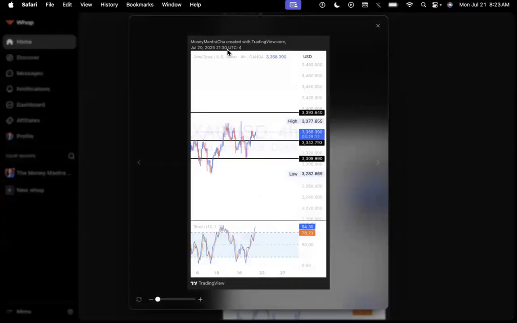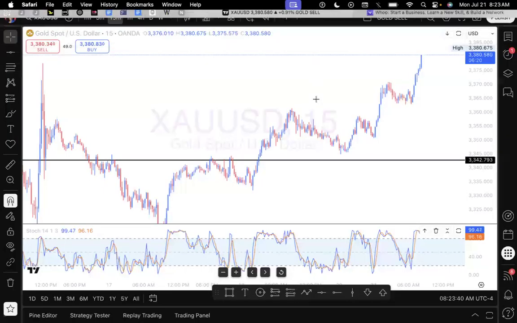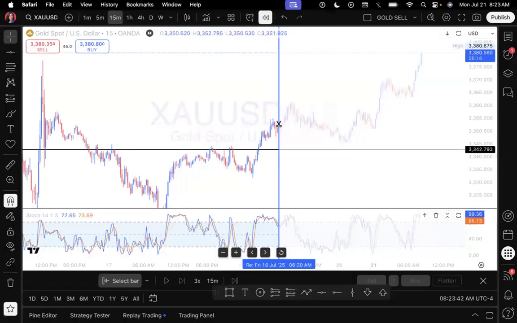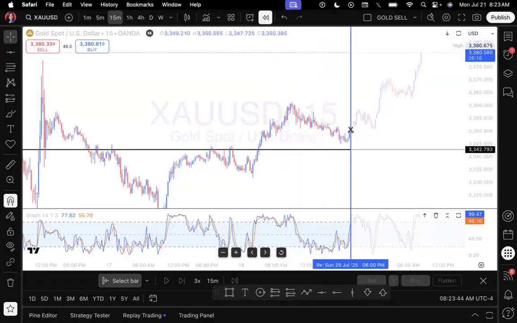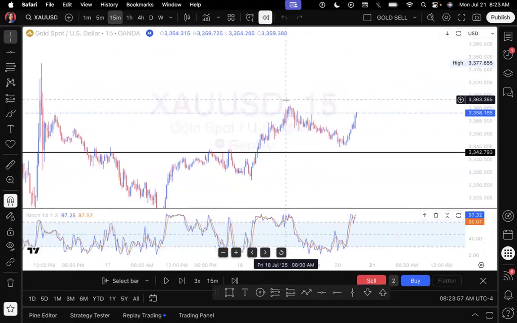So we're going to go back to this time on TradingView. This was July 20th, 2025 at 21:30, which is about 9:30 p.m. Eastern Standard Time. I'm going to tell you guys what I was thinking when I got into this trade, and then we are going to see how it actually played out. So let's go to the 20th at around 9:30 p.m. and we are going to see what was going down.